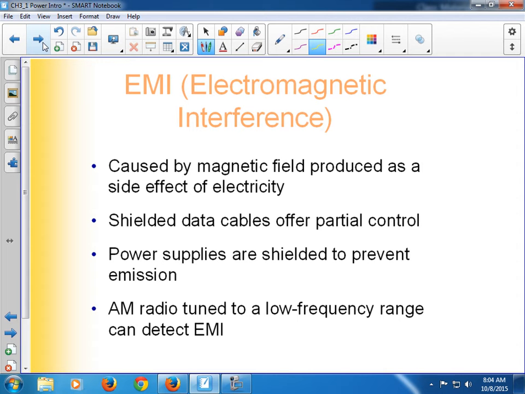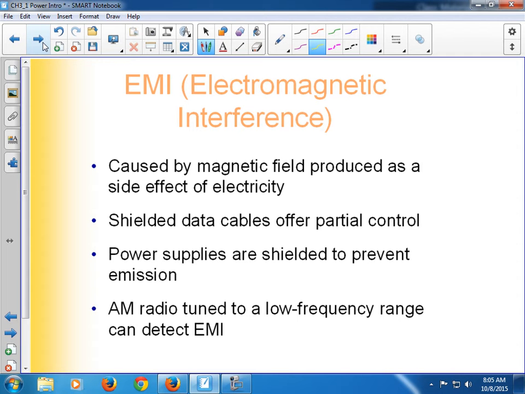EMI is one other term that may or may not be new to you that we get with electronic devices. EMI is caused by magnetic field, produces side effect electricity. Basically, anytime we have electricity running through a wire, we have the potential for electromagnetic interference. Okay? We have good cabling that has good shielding on it that reduces it but does not completely eliminate it. Okay? Power supplies are supposed to be completely shielded to prevent it because there's so much going on inside a power supply, which is why it heats up so much and why we don't go inside a power supply to try to fix it.